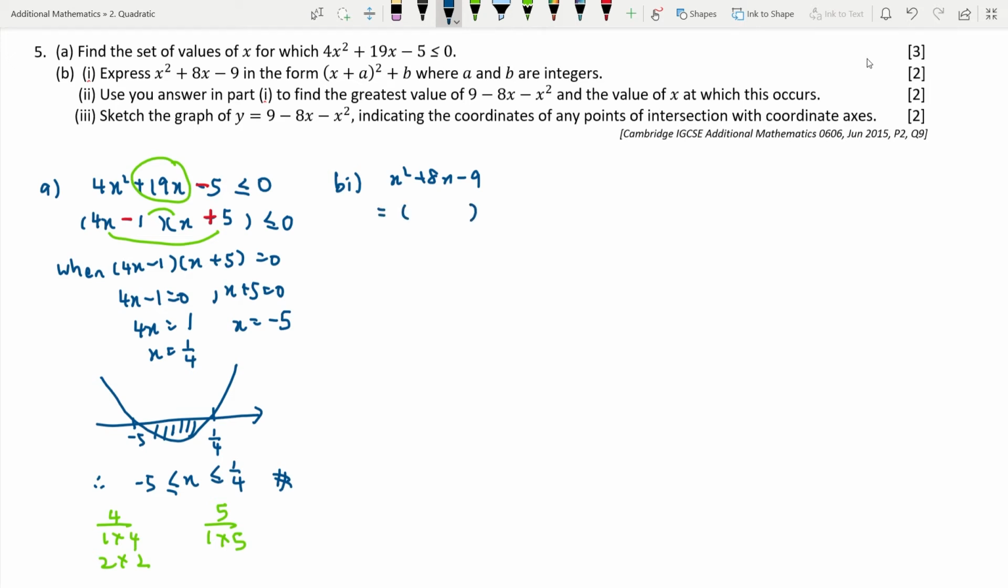First, we open a bracket. We put an x here and a square here, plus b over 2, that is 8 over 2, squared, minus 9. We simplify it. x plus 4 squared minus 4 squared minus 9, which is equal to x plus 4 squared minus 16 minus 9, and therefore x plus 4 squared minus 25.